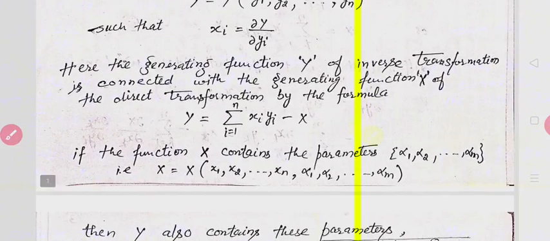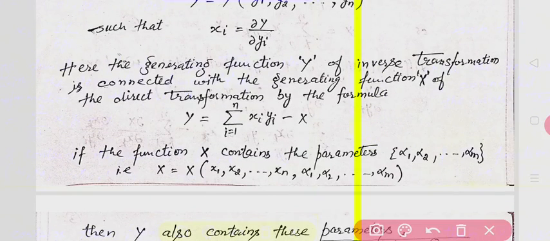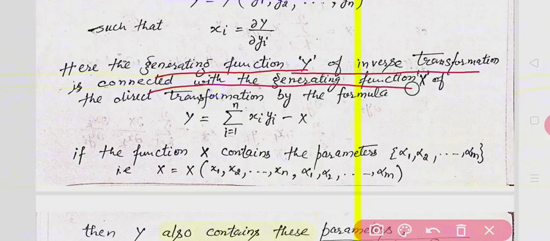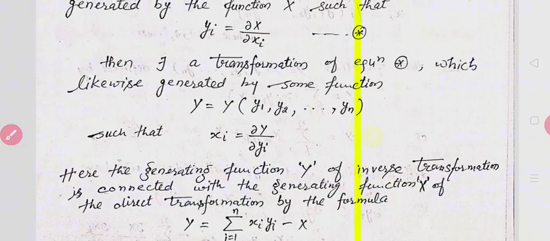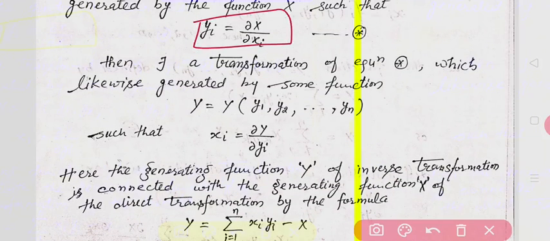I am writing down over here: the generating function Y of the inverse transformation is connected with the generating function X of the direct transformation by this relation. Capital Y is equal to the summation of xi yi minus capital X. If capital Y and capital X are connected by this relation, then you have to show that this transformation exists. This thing you have to prove.